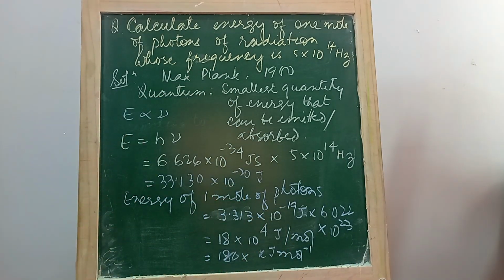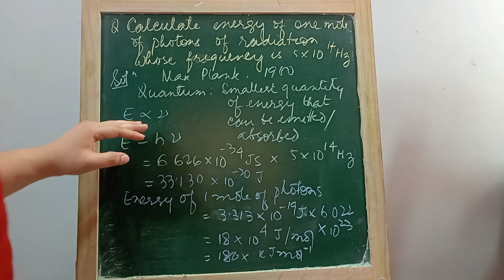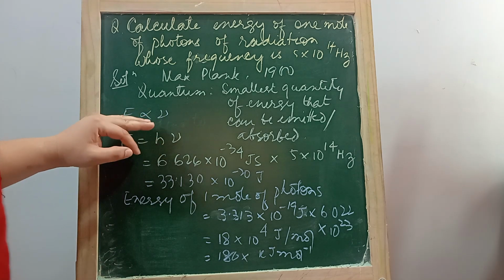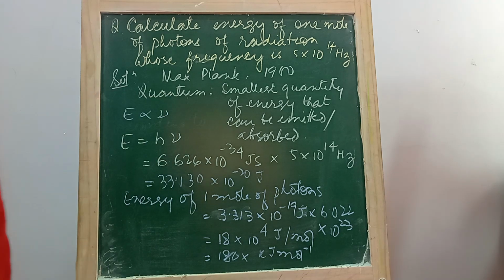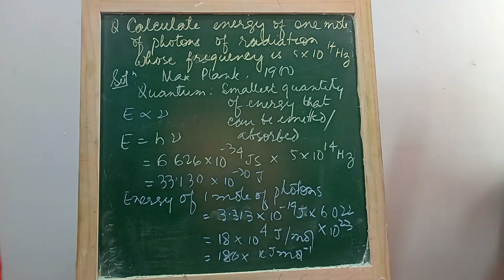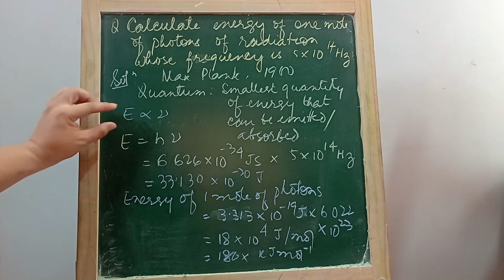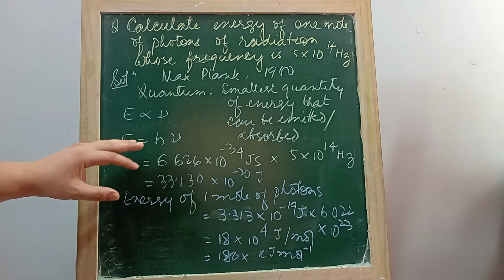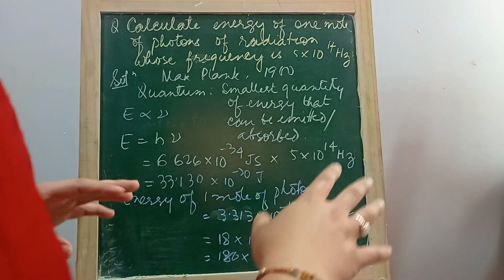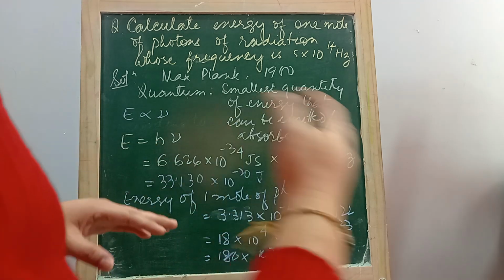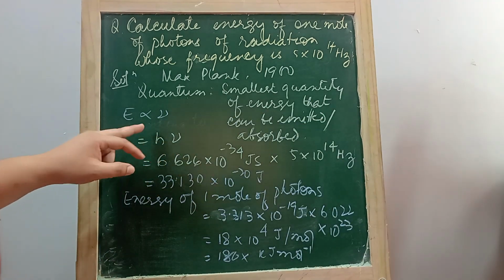by any hot body is proportional to the frequency of the energy that it will generate. So the energy that is released is quantized. It cannot have any value. It will be an integral multiple of h into nu.